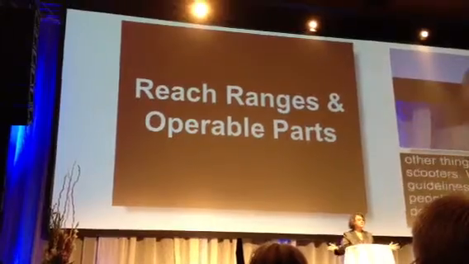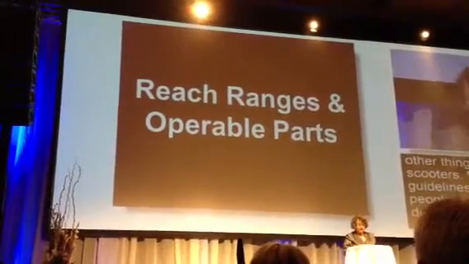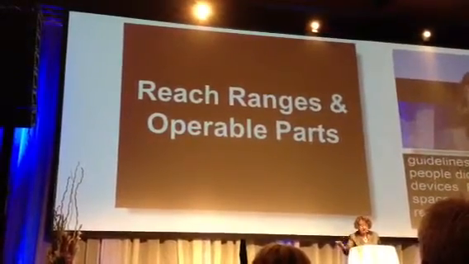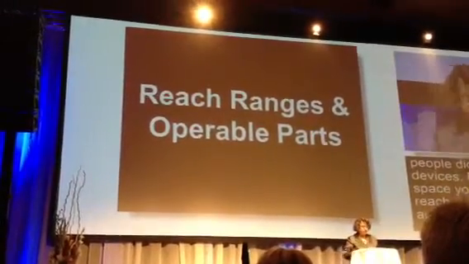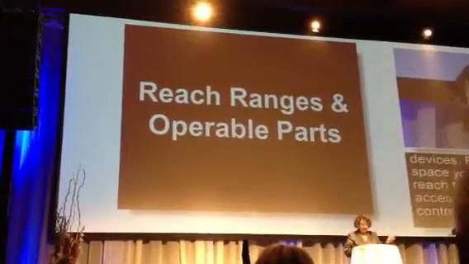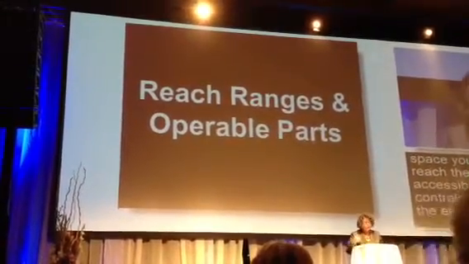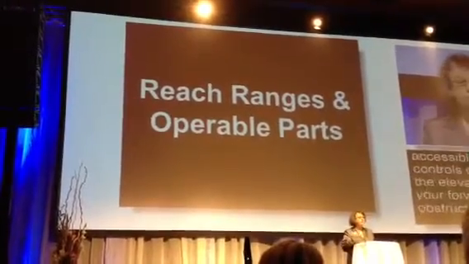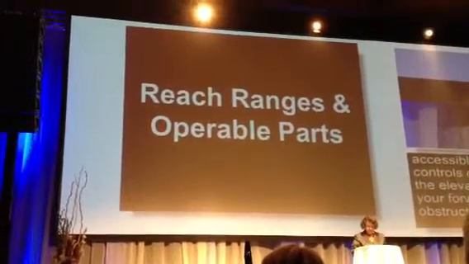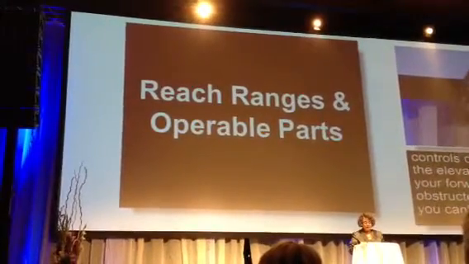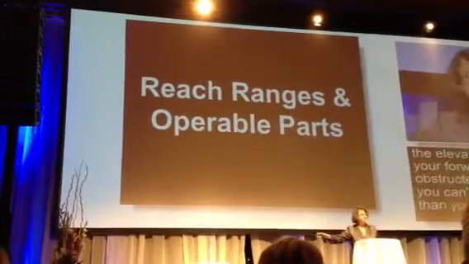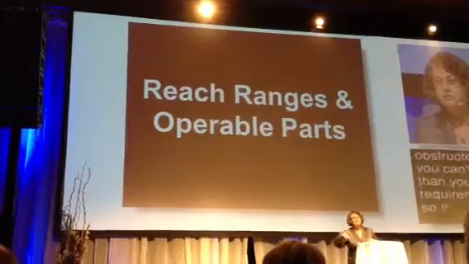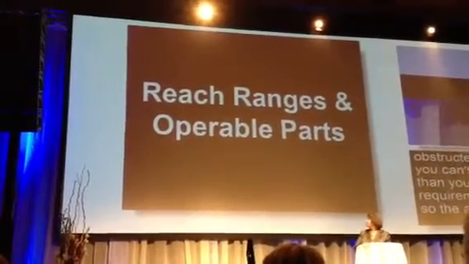So from your clear floor space, you need to be able to reach the operable parts that are on accessible features, such as the controls for the lavatory or the elevator buttons. And so when your forward reach is obstructed, we know already that you cannot reach very much further than your toes. Also, we have requirements for side reach. So the architect has to know, am I positioning this clear floor space for a side reach or a forward reach?